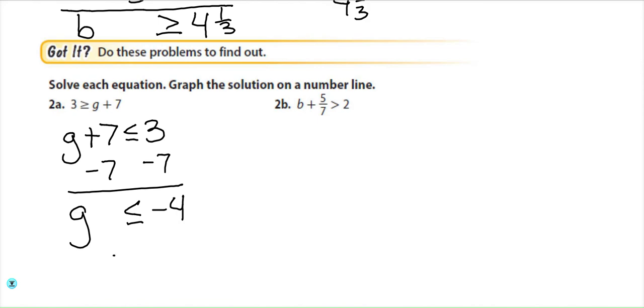All right, so let's go ahead and graph that. Need to include it, so it's closed, and we are going less than, so we need to go out towards the left.